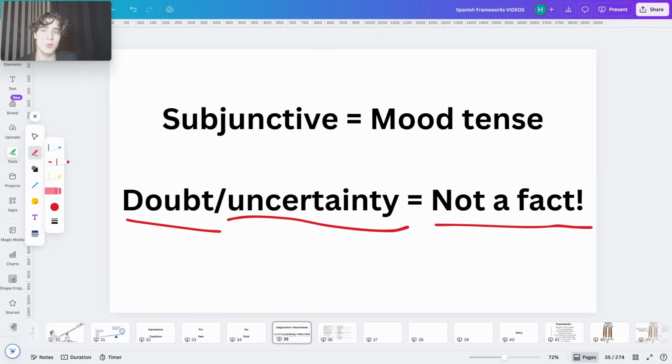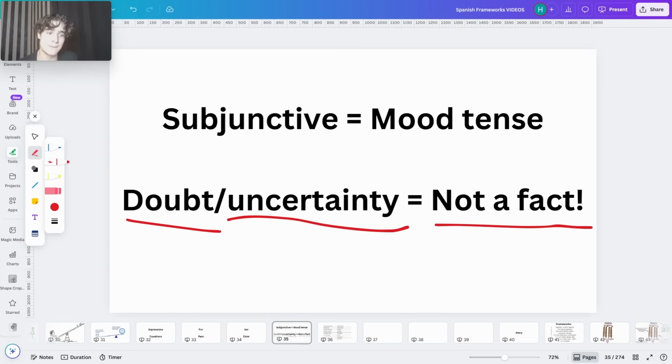If I were to speak Spanish, me speaking Spanish is an uncertainty. It's not a fact. There's doubt in that, right? And so there's uncertainty in that, meaning we use the mood tense, or what is formally known as the subjunctive. Or for example, any time in Spanish you express a want or a desire, you will use the mood tense or the subjunctive. And the reason why is because every single time someone desires something, there is fundamentally, by definition, an uncertainty, a doubt, or a fact, okay?